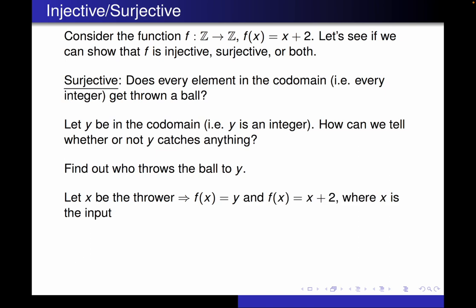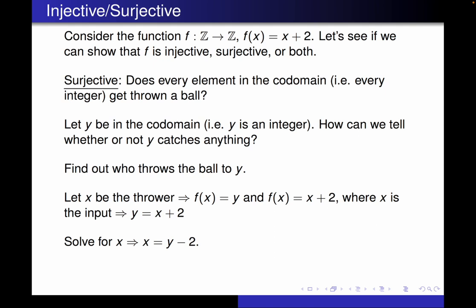So we know f of x equals x plus 2. x is the input, right? So that means y is equal to x plus 2. And so if we solve for x, because remember, we want to solve for x because we want to find out who throws the ball to y. x is the one who presumably throws the ball to y. Let's see if we can figure that out. That's pretty easy to do in this case. x is equal to y minus 2.